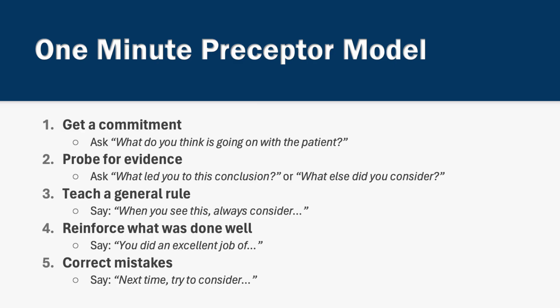This can be done by asking what the learner thinks is going on with the patient. Next, the preceptor should probe for evidence by asking how the learner came to that conclusion and what other conditions they considered. The third step is to teach a general rule, followed by reinforcing what was done well and correcting mistakes.